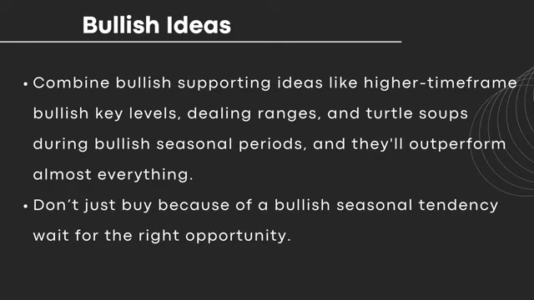So the first protocol is to combine bullish supporting ideas like higher time frame key levels, dealing ranges, market profiles, and so on during bullish seasonal tendencies, and it will outperform everything else. That will make sure you have the best accuracy. The second protocol is to use it as a confluence. Don't just buy because there is a bullish seasonality, but instead wait for the right opportunity and framework before buying it. That framework will be derived from concepts like key levels, dealing ranges, and so on.